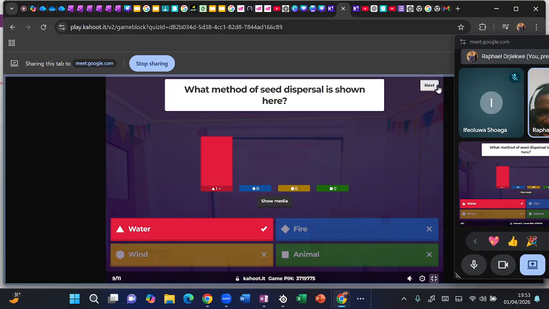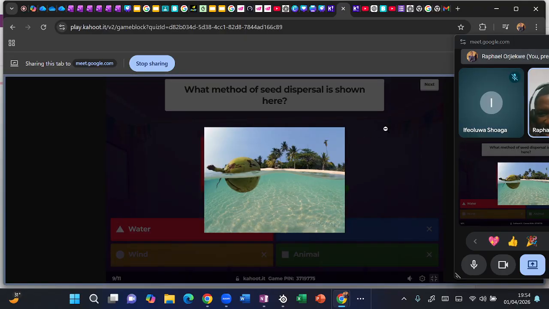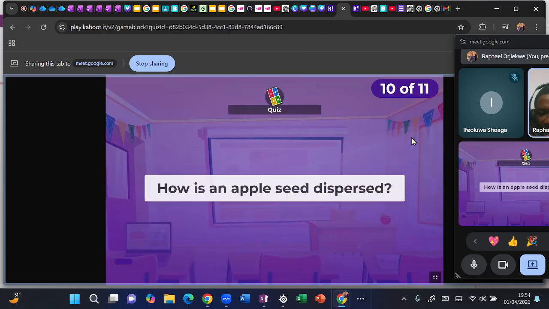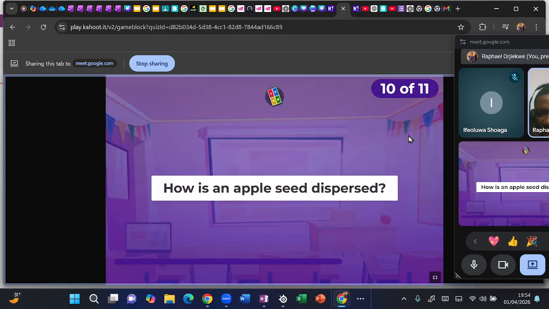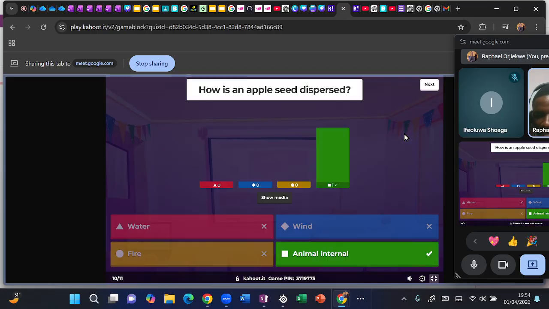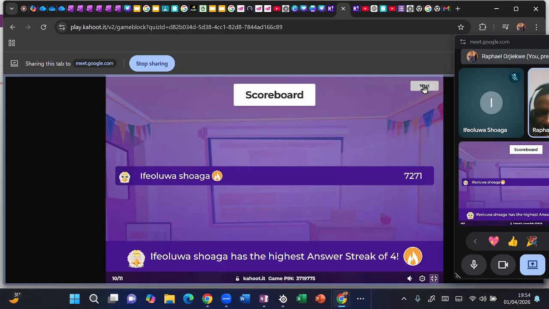Water. Interesting. Yeah. So we are very close to the end of the quiz. How is an apple seed dispersed? Yes, you got it this time. Great. And the last one.